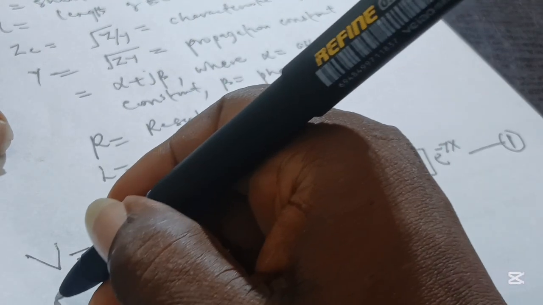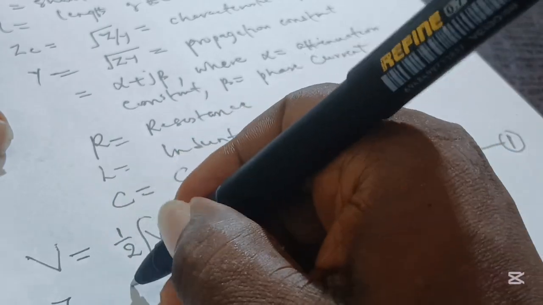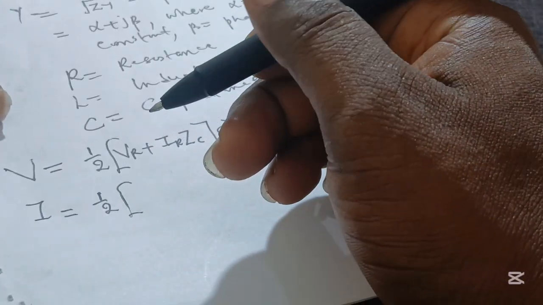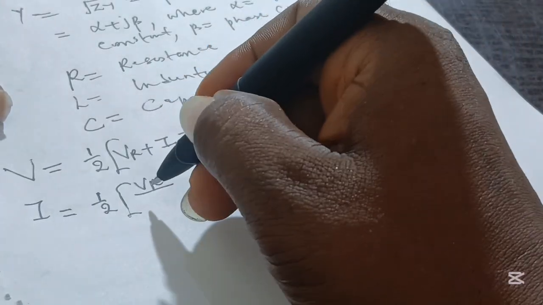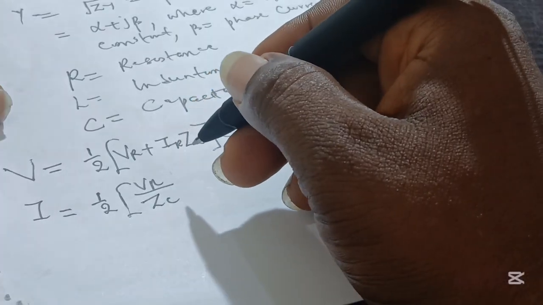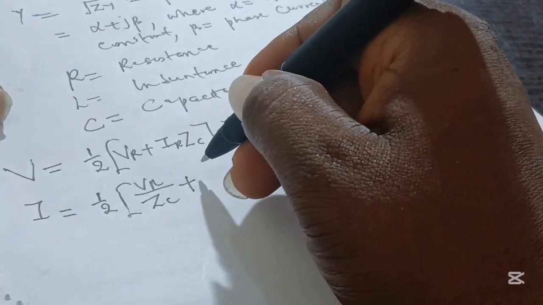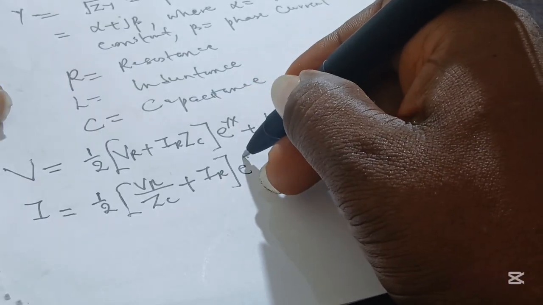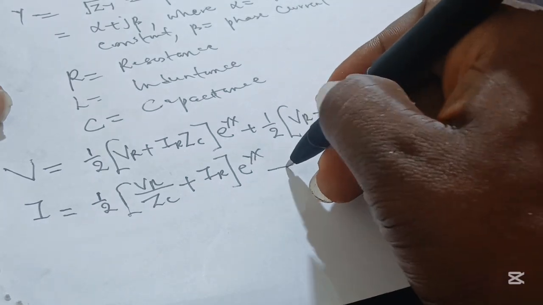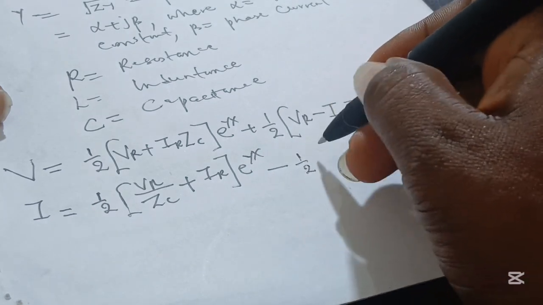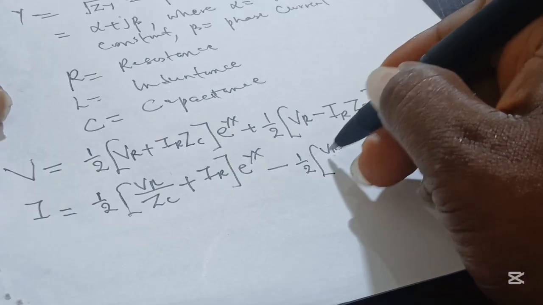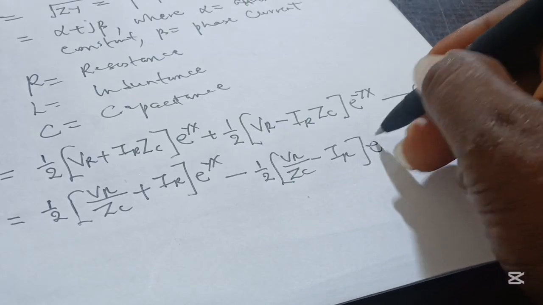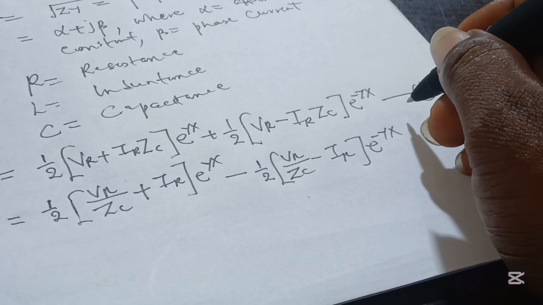And also let's look at the root mean square value of current. The same thing: 1 divided by 2 times VR divided by ZC, the characteristic impedance, plus IR, multiplied by exponential gamma x, minus 1 divided by 2 times VR divided by ZC minus IR, multiplied by exponential minus gamma x.